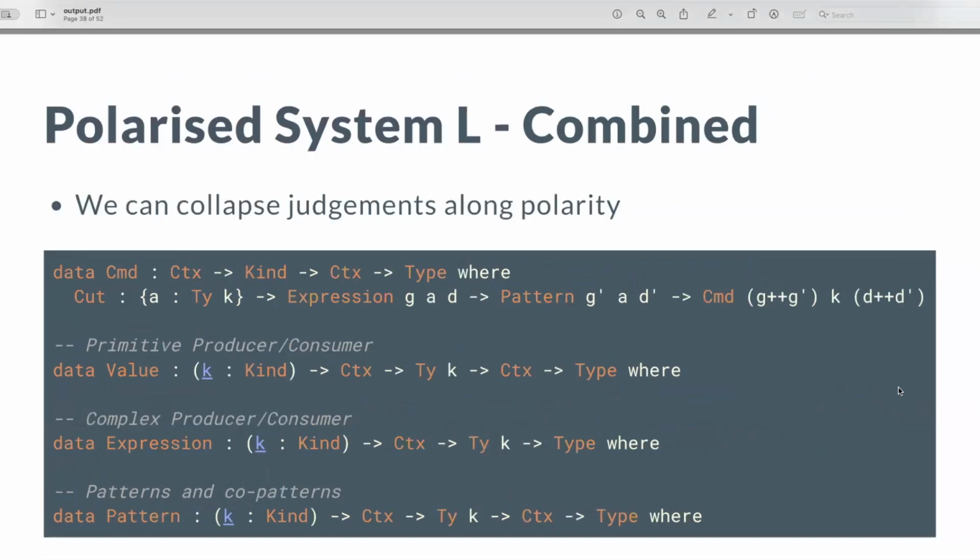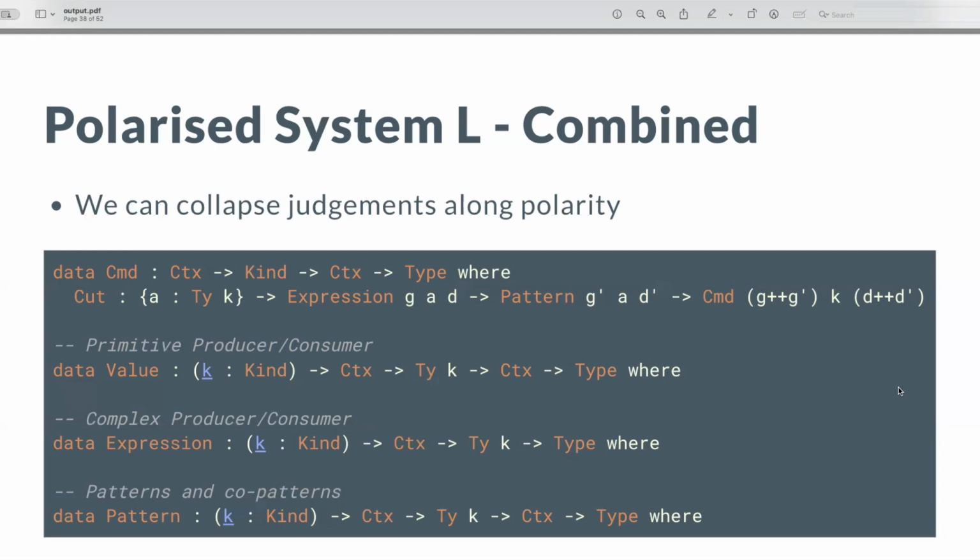Now, you probably noticed all of these explicit kinds everywhere. We can actually collapse the 7 judgments we've seen so far into 4. This is the presentation of System L that I personally use. So commands are now cut between something of type with kind K, and I call them expressions and patterns. Patterns are patterns and co-patterns, and expressions are the complex producers and consumers. And expressions can be focused into values, and now values assume both positive values and stacks, which are negative values.